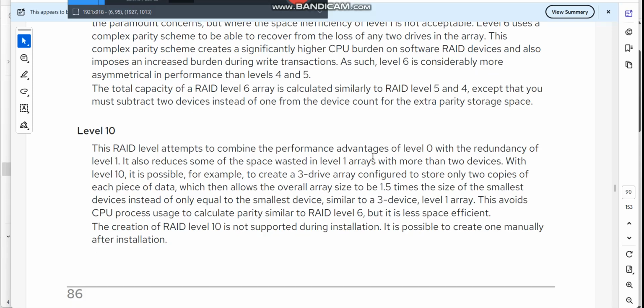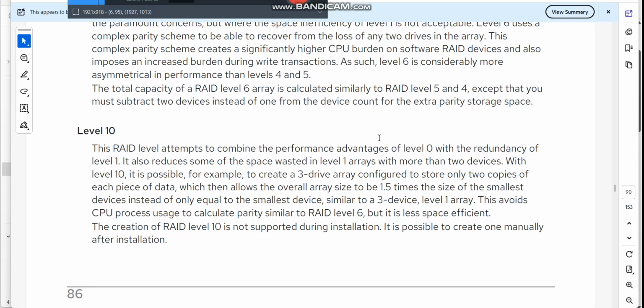RAID level 10. This RAID level attempts to combine the performance advantages of level 0 with the redundancy of level 1. It also reduces some of the space wasted in level 1 arrays with more than two devices. With level 10, it is possible, for example, to create a 3-drive array configured to store only two copies of each piece of data, which then allows the overall array size to be 1.5 times the size of the smallest device, instead of only equal to the smallest device.